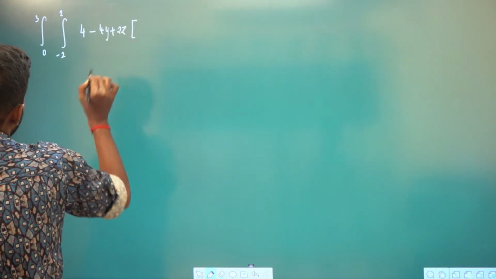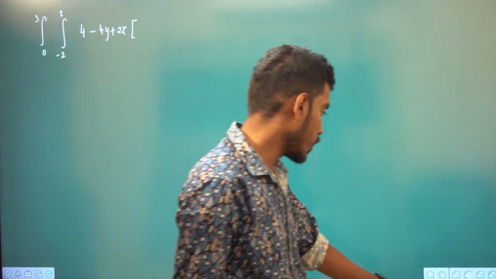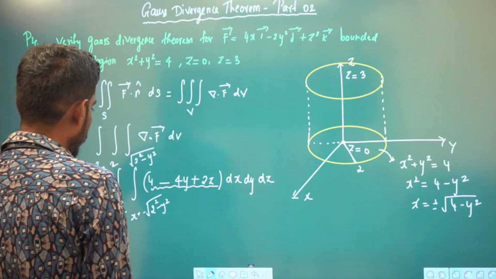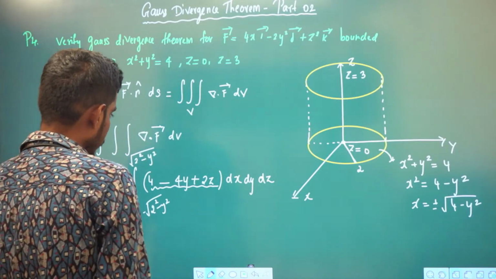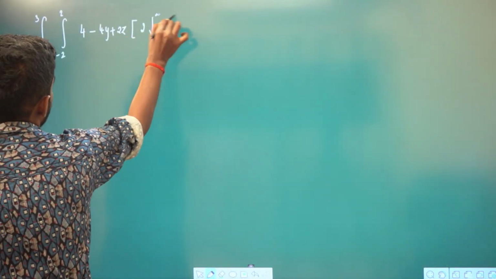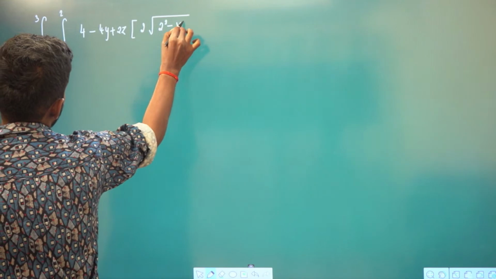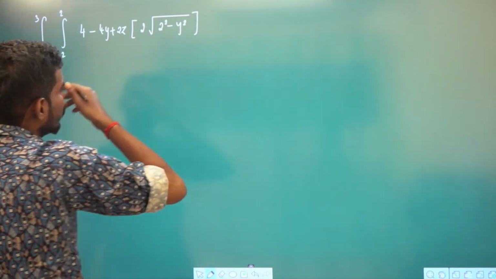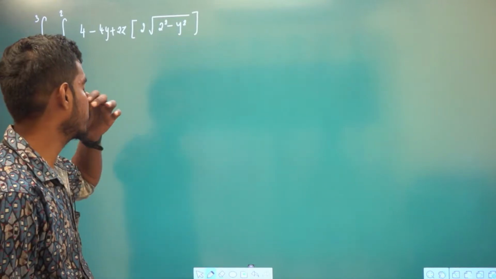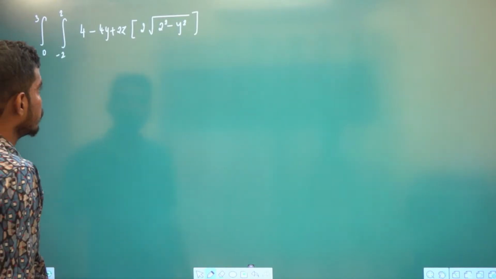So integration of dx is x. So upper limit minus lower limit, it will be 2 times root of 2 square minus y square. Right? You just have to integrate x, upper limit minus lower limit. So it will be 2 times this.